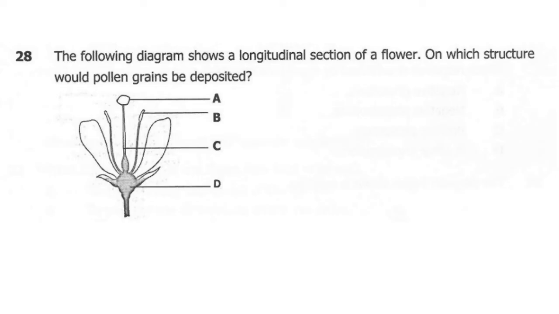Question 28. The following diagram shows a longitudinal section of a flower. In which structure would pollen grains be deposited? Is it A, B, C, or D? Let me know in the comment section.